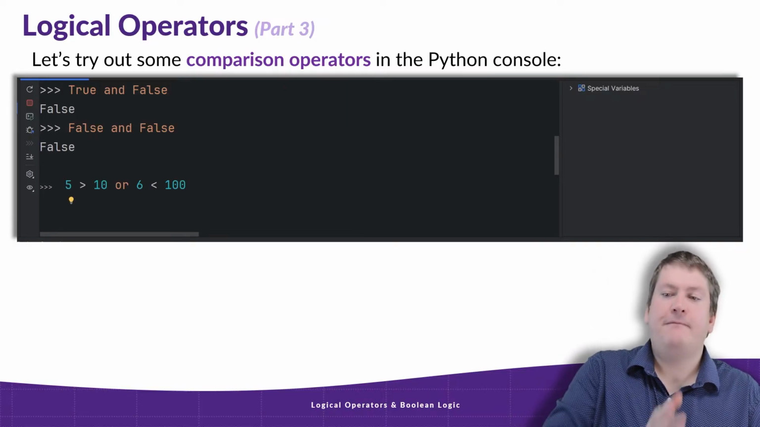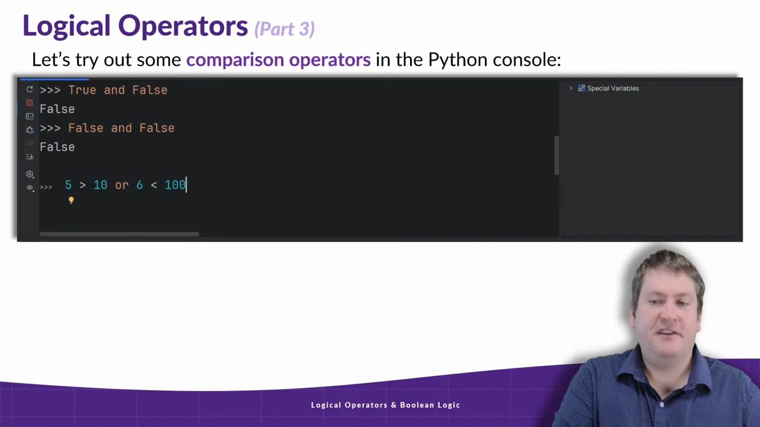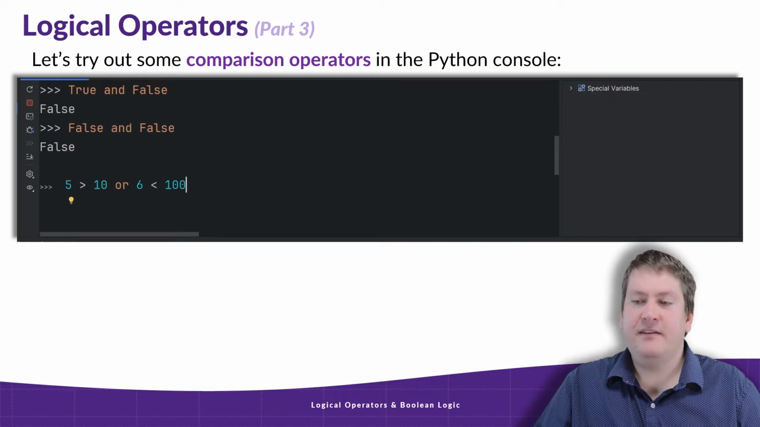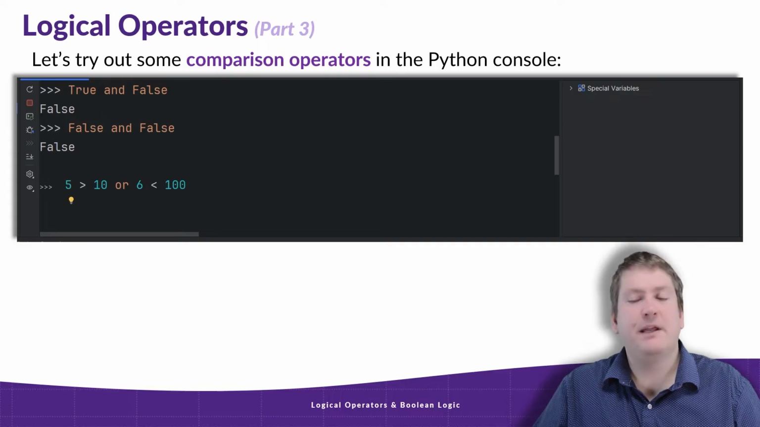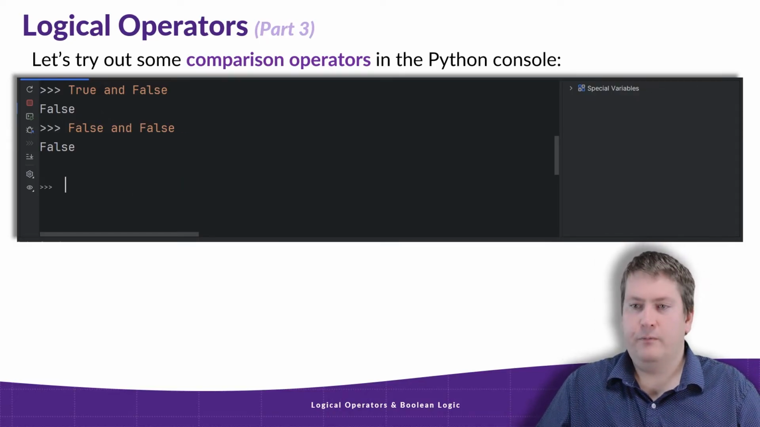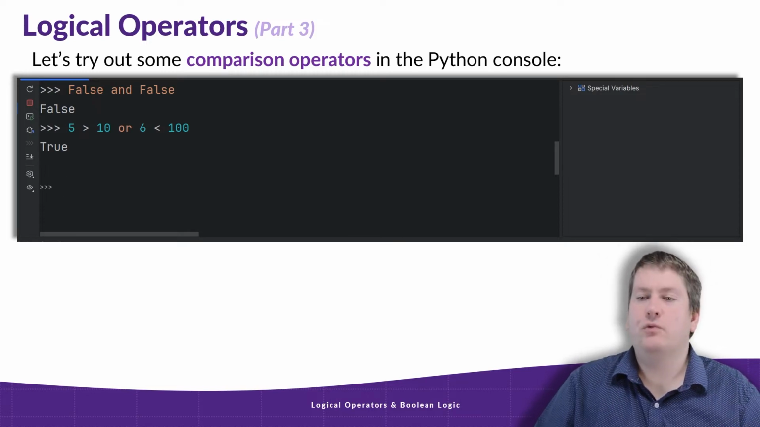So we're going to get a false on the left-hand side because 5 is not greater than 10. And on the right-hand side, we're going to get 6 is less than 100, which is true. So it'll be equal to false or true, which should be a true statement because the OR operator is going to give us true if either side is true. And we do get a true result here.